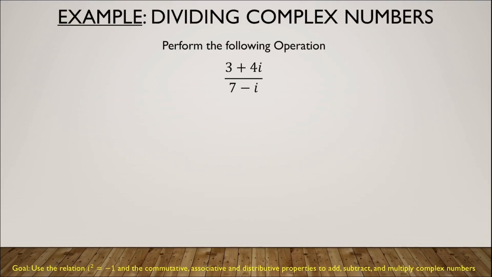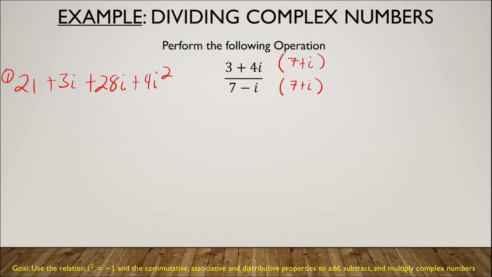Okay, so we looked at my denominator. I have 7 minus i. The conjugate of this is going to be 7 plus i, because it's going to get rid of that i term. Then I have to do it by the top and the bottom. So we have to use the FOIL method here. So I get 21 plus 3i, and then 4i times 7 gives me plus 28i plus 4i squared.